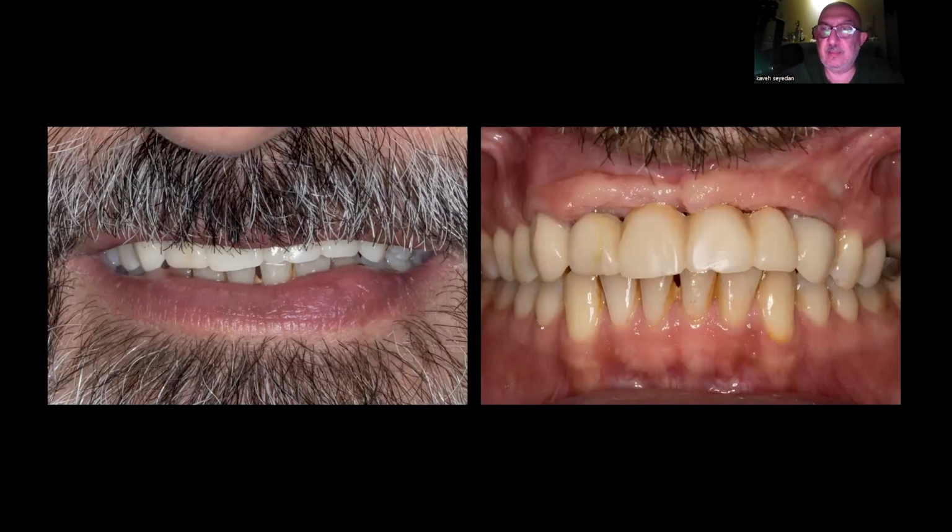Another example, this gentleman in his late 40s, he was treated by another colleague with anterior maxillary implants and a zirconia bridge, and he was not happy with the look of the zirconia bridge. There is a fracture, a crack on the zirconia, and also the adaptation of the zirconia to the... I mean, the lab work is really poor for this case.